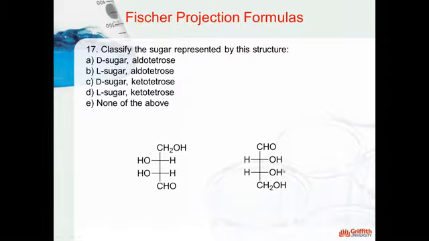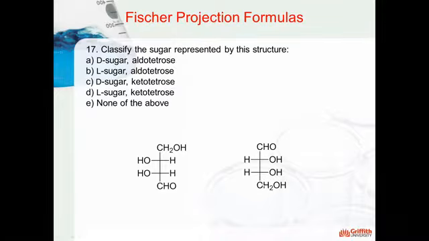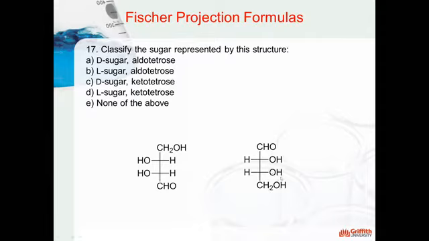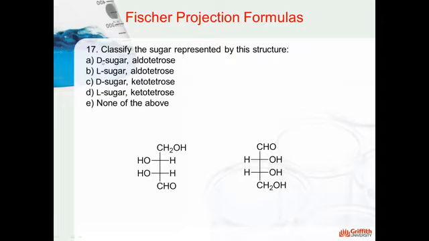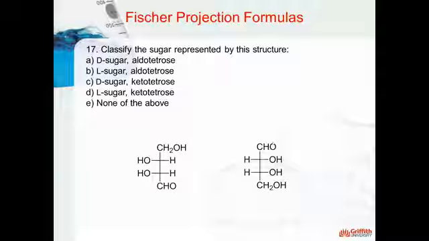So we're looking for the configuration of the hydroxyl group on the carbon furthest away from the aldehyde group. Carbon 2 is chiral, carbon 3 is chiral, but carbon 4 is not. It's got 2 hydrogens attached to it. For it to be chiral, it needs to have 4 different groups attached to it. So at carbon 3, the hydroxyl group is on the right, which means it's a D sugar. So this is going to be A, a D sugar, an aldotetrose. If you hadn't rotated it, you'd probably look at that hydroxyl group and think it's on the left, so it's an L sugar, but you must rotate it to have the aldehyde group up the top. So option A is the correct answer there.